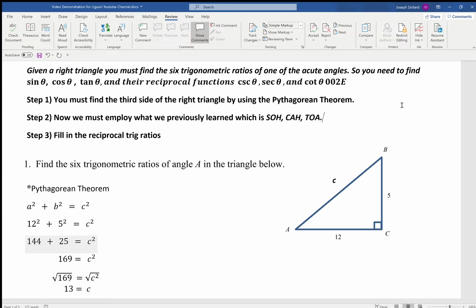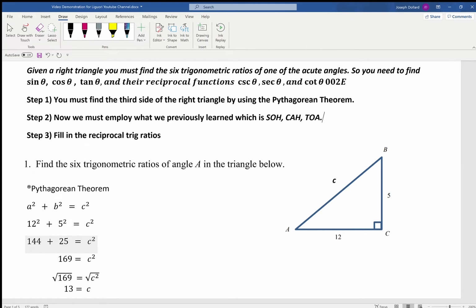The first thing you have to do is, if you take note, we don't know what C is. So we have to find out what C is. Of course, we employ the Pythagorean theorem, which is just a squared plus b squared equals c squared. It doesn't matter if you plug in 12 first or 5 first, or which one you plug in for A or B. We square them, we sum them, and then we take the square root of each side. Of course, this is the square root property.